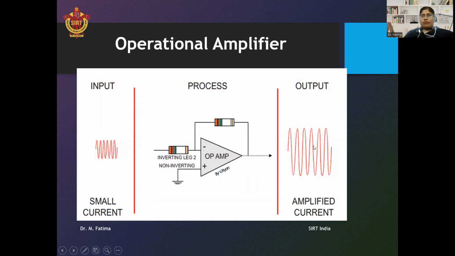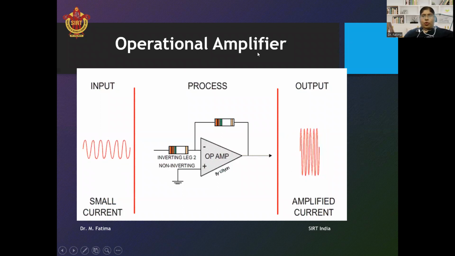The operational amplifier will amplify the input signal. As the frequency changes at input, the output will also change its frequency. The frequency of input signal and output signal will be the same. The operational amplifier mainly does the amplification and different operations.